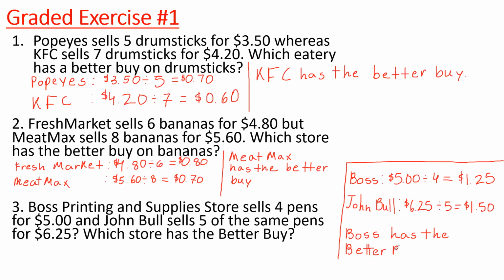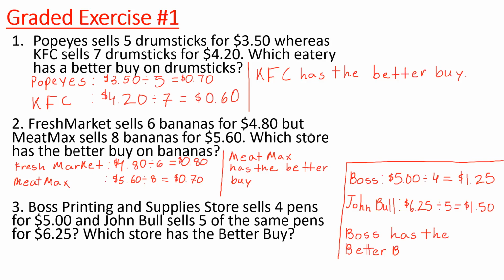I got $1.25 for John Bull. $1.25 is supposed to be for both of them. I got $1.25 for both, divided by 5. That means they're the same then. $5 divided by 4 and $6.25 divided by 5 are the same. John Bull has 5 pens for $6.25, and Boss has 4 pens for $5.